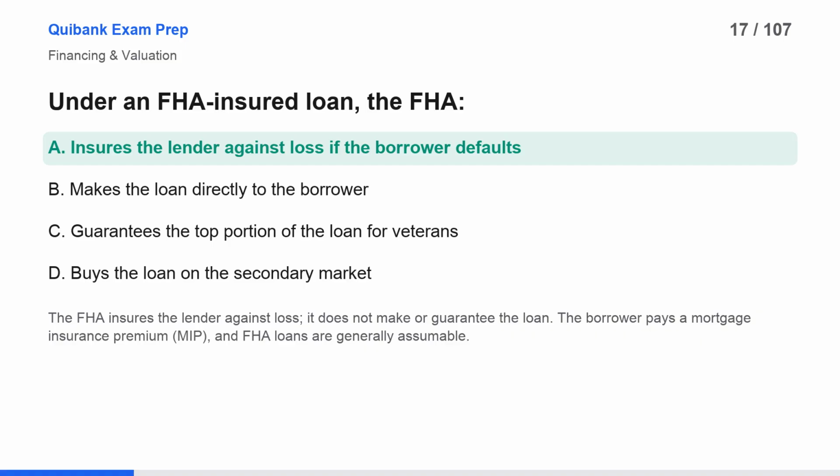The answer is A. Insures the lender against loss if the borrower defaults. The FHA insures the lender against loss. It does not make or guarantee the loan.